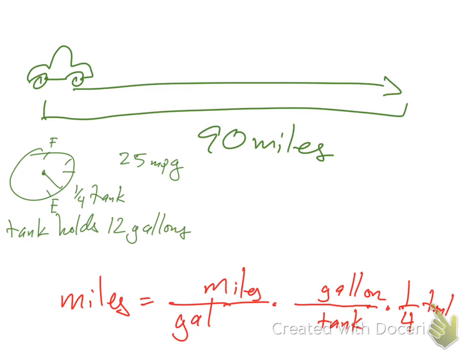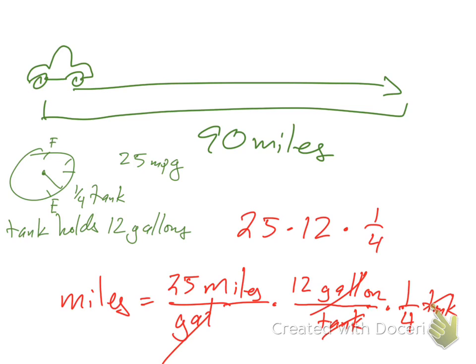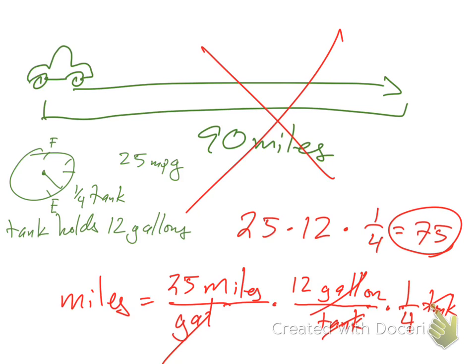of a tank of gas, so tanks will cancel, and gallons will cancel, and I have miles. I get 25 miles per gallon. I have 12 gallons per tank. So what I end up with is 25 times 12 times 1/4. Well, that's 75. So I only can go 75 miles before I run out of gas, which means this is not going to work.